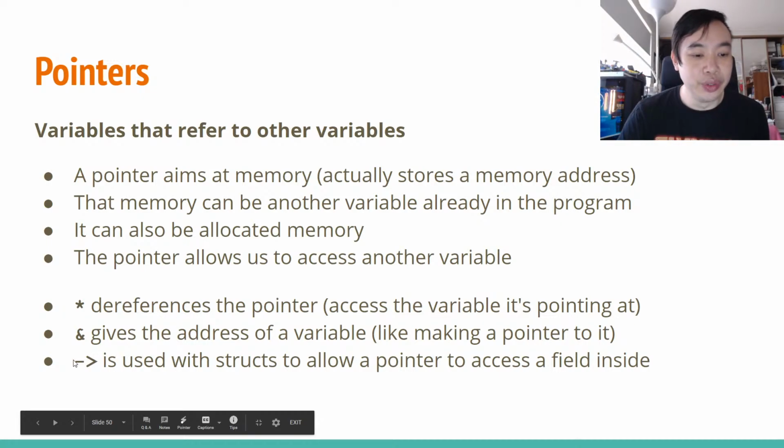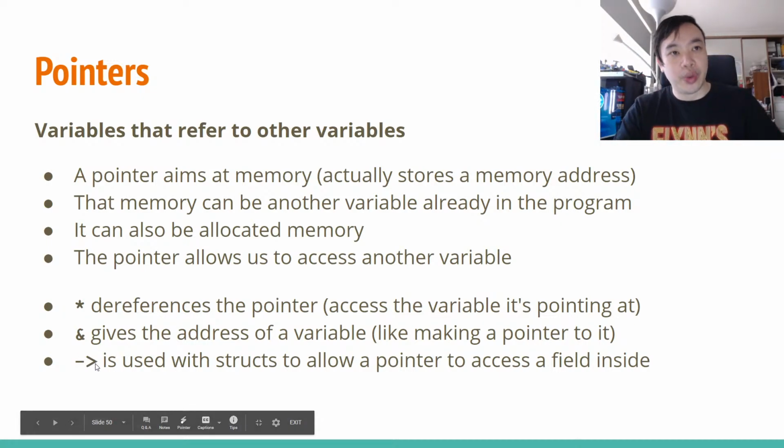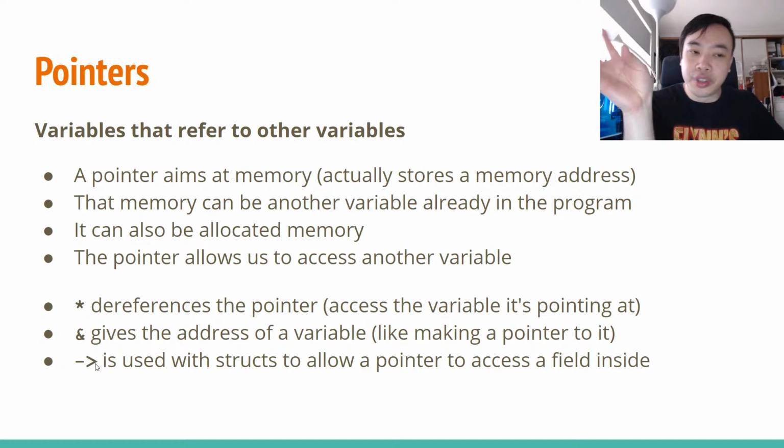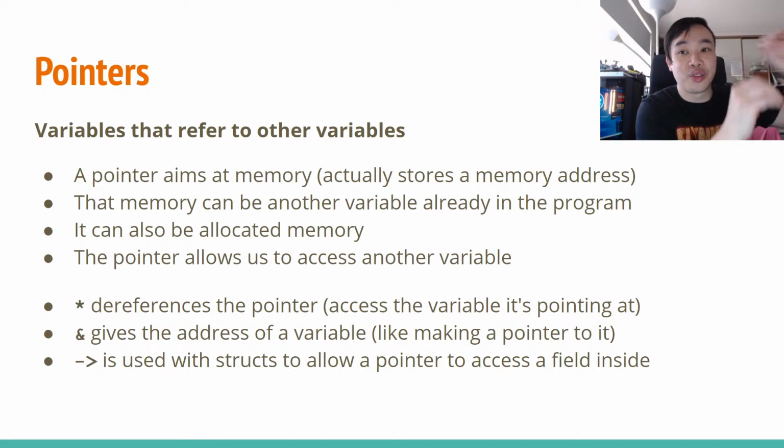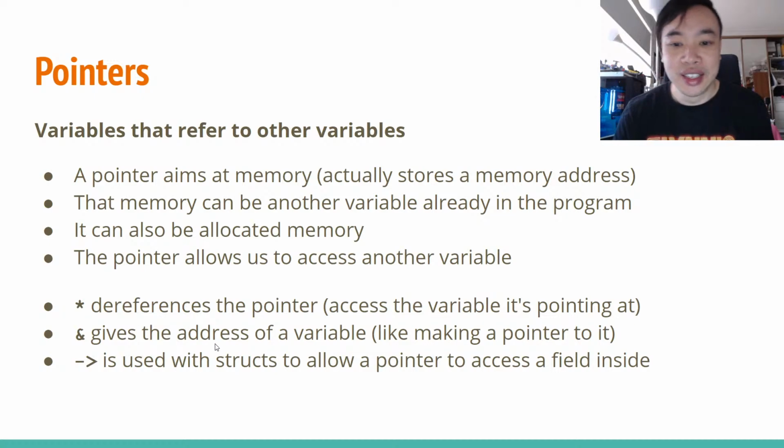So when we use the arrow, what we're saying is we're following the pointer's address to a struct, and then we're looking inside that struct for a particular field.